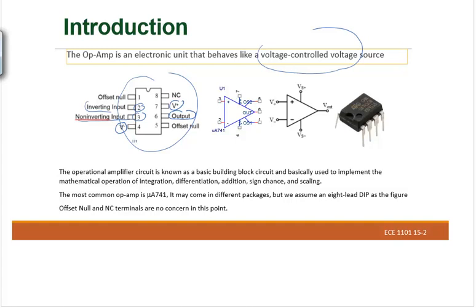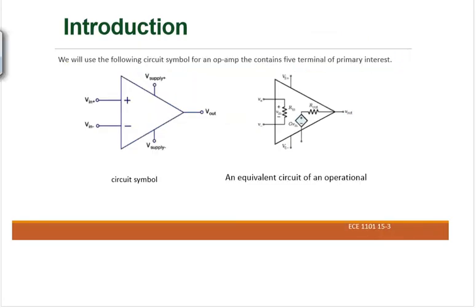So when you look at here, you will see we have V positive, which is the non-inverting input, and V negative, the inverting input. We have the negative source, the positive source, and the output. A typical operational amplifier is the mu A741. There are different numbers and names too, but typically we use mu A741 in our class and lab.